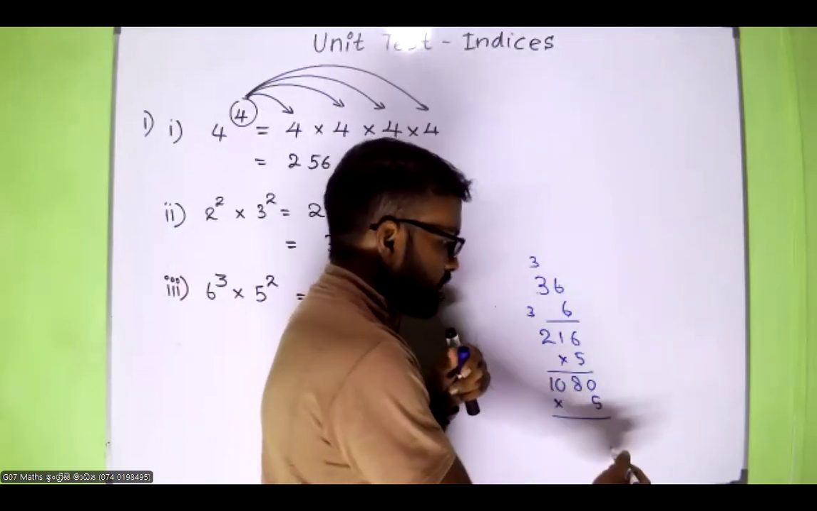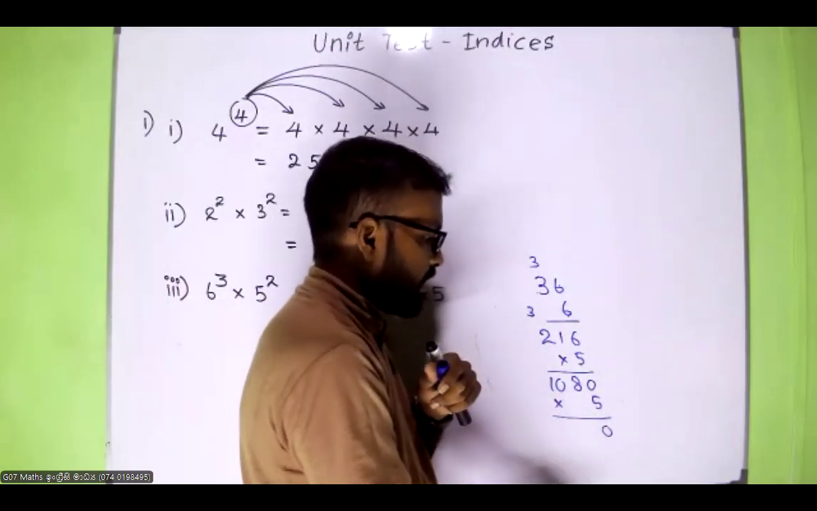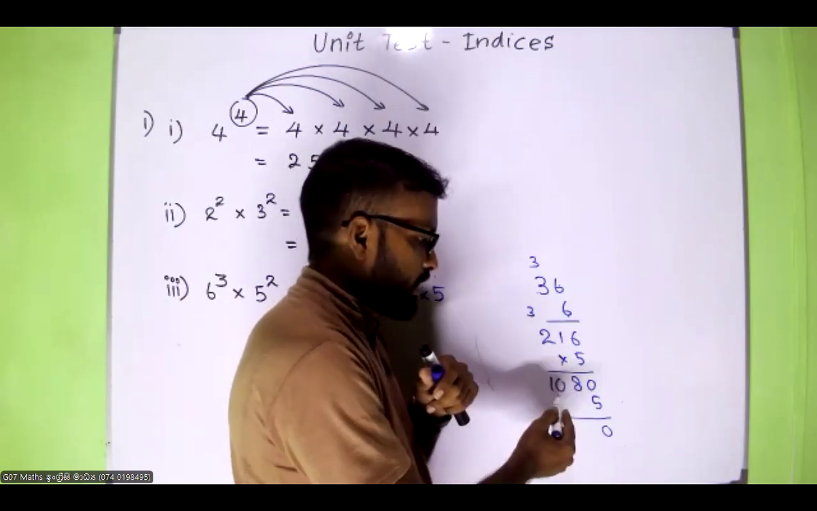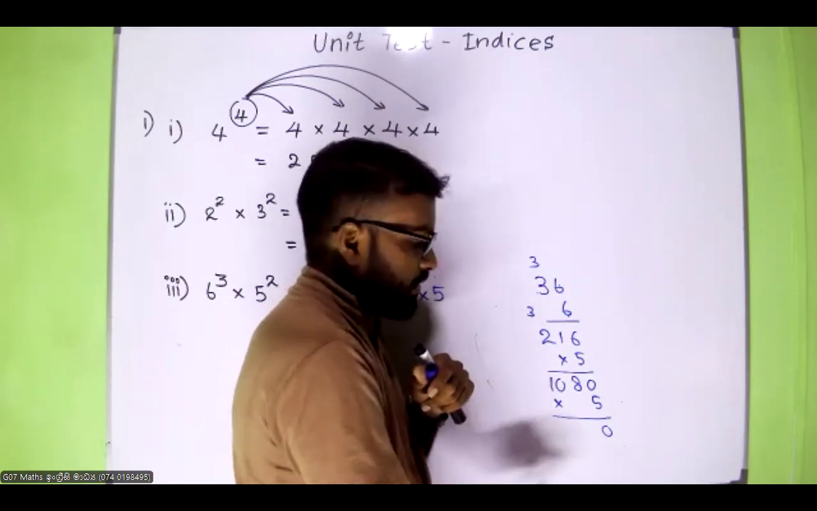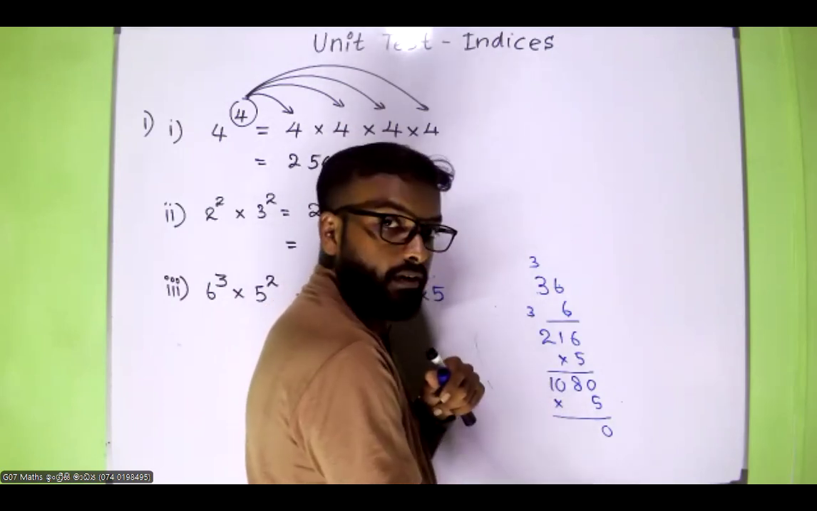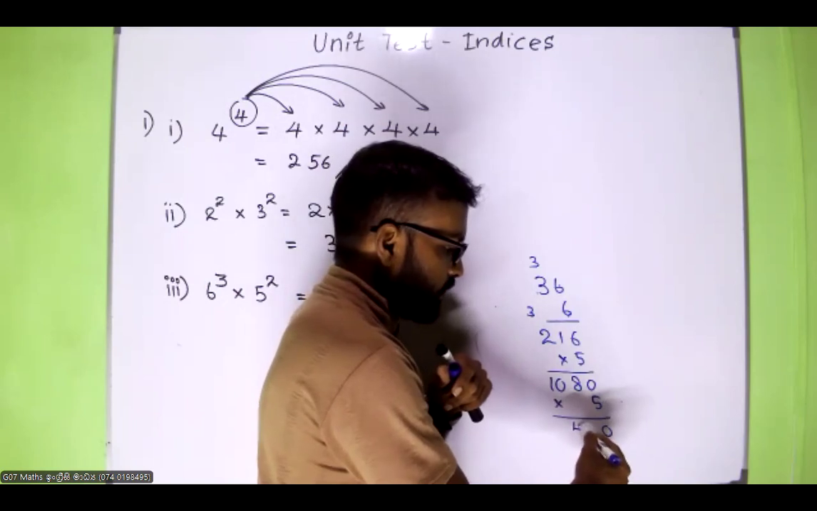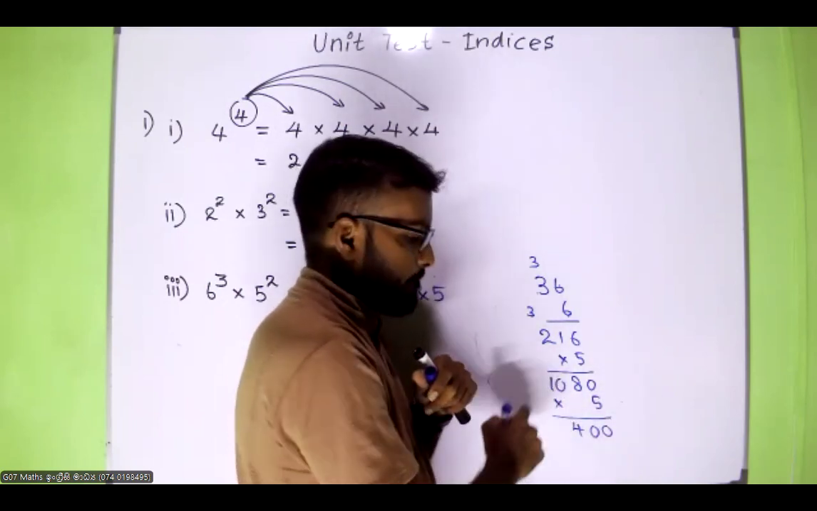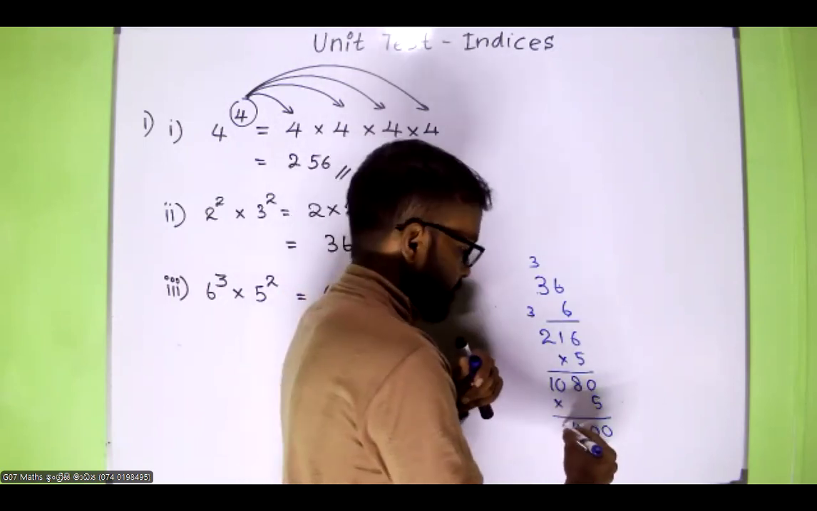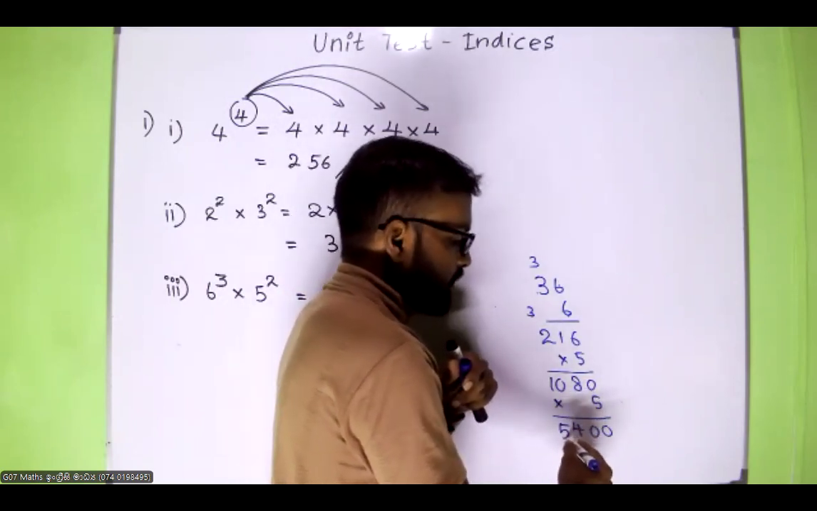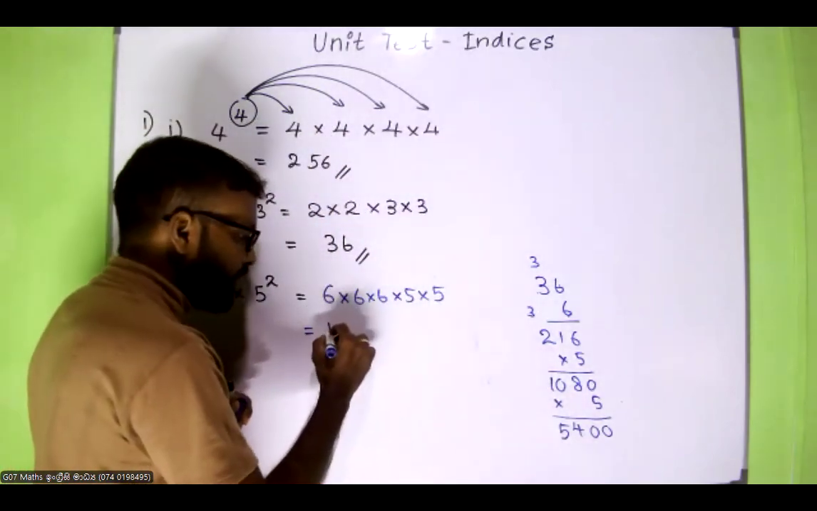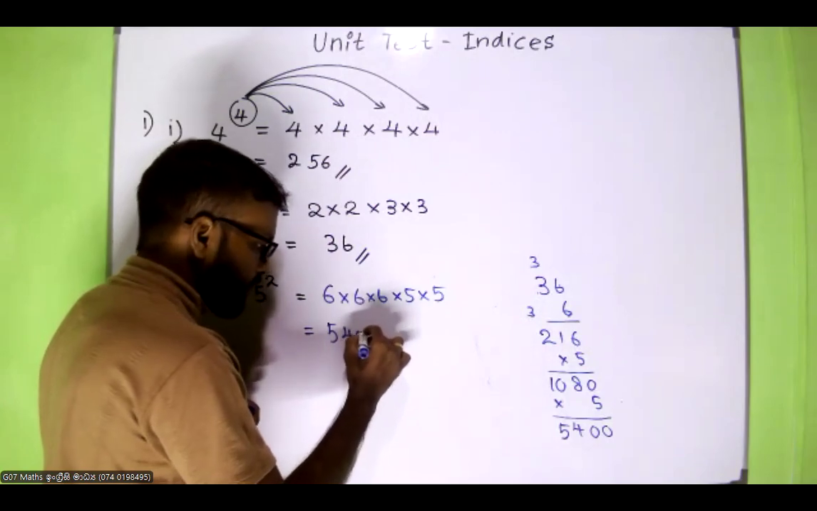Zero times 5 is 0. Okay. 5 times 8 is 40, so I have here 0. Yes, so I have to put 40 like this. Then 5 times 1 is 5. So it will give you 5,400. So this answer would be 5,400.